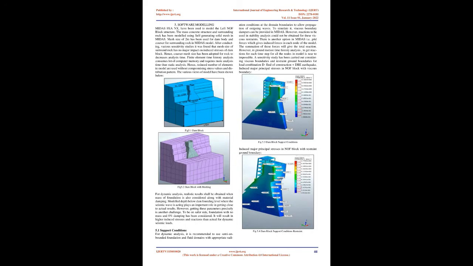1. Combination A, dam completed but no reservoir impounding. 2. Combination B, reservoir at FRL, all gates closed, minimum tail water level, drains operative. 3. Combination C, reservoir at MWL, maximum tail water level, drains operative. 4. Combination D, load combination A with DBE earthquake. 5. Combination E, load combination B with DBE earthquake.